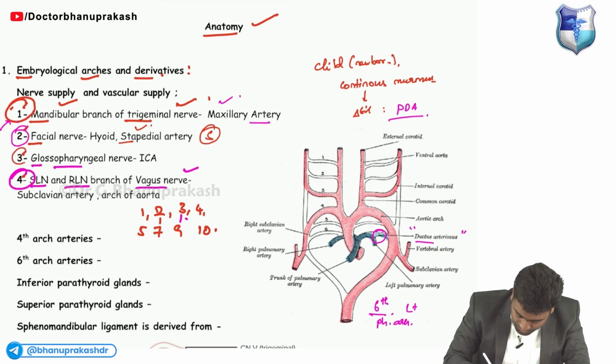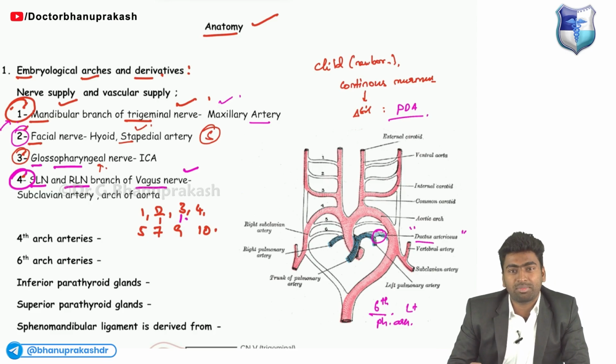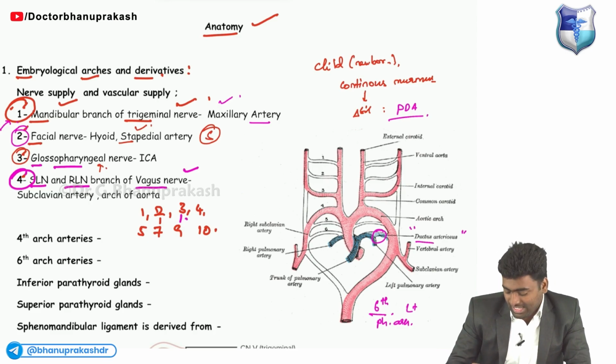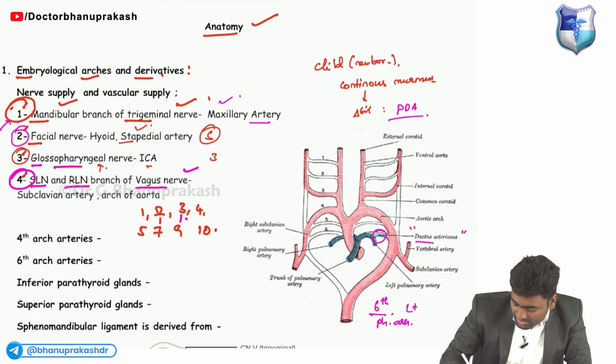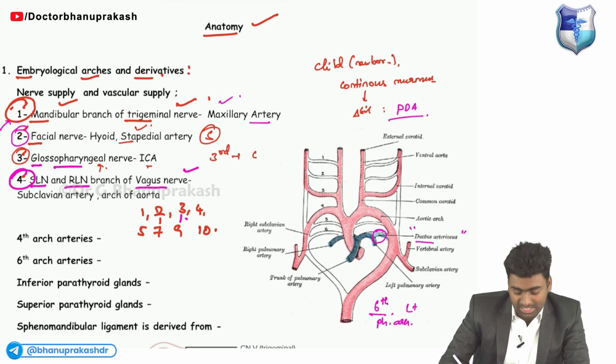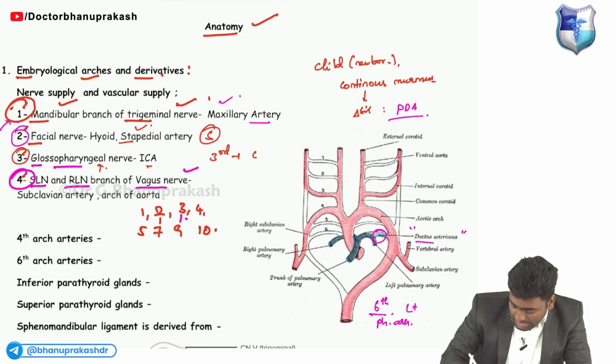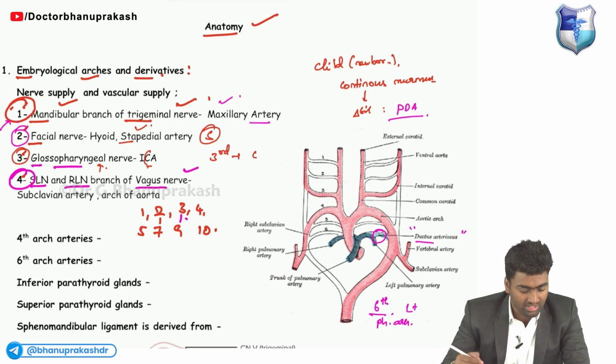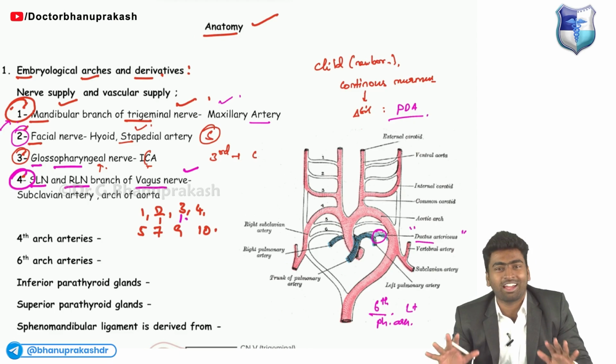And the third one, as I told, will be supplied by the glossopharyngeal nerve. And next, the third alphabet is C, A, B, C. So remember, the third arch will be supplied by the internal carotid artery. By the internal carotid artery. Yeah, you are getting it correct. You are in pace. Fine.